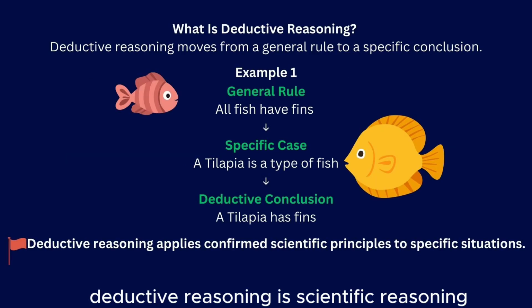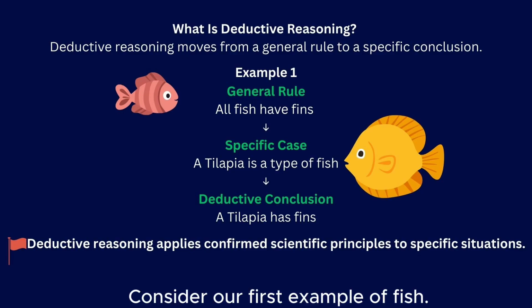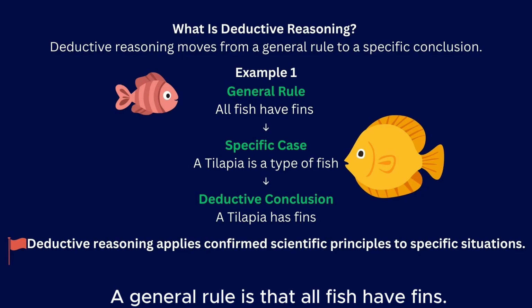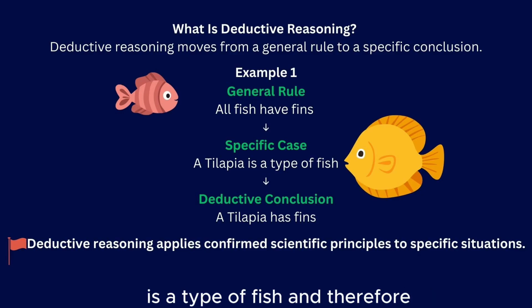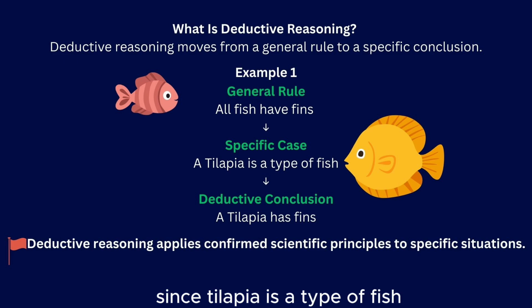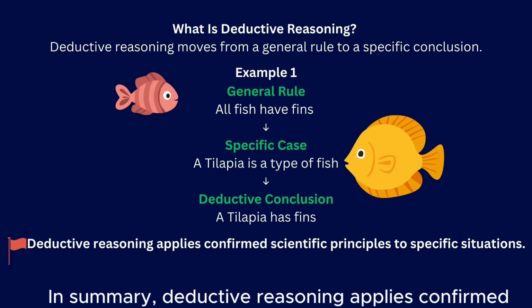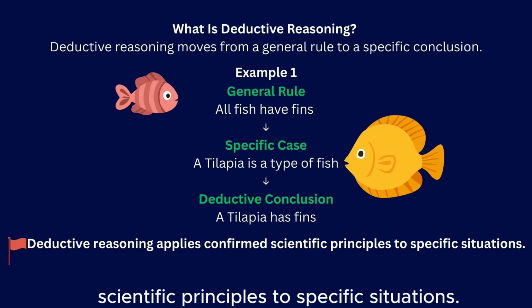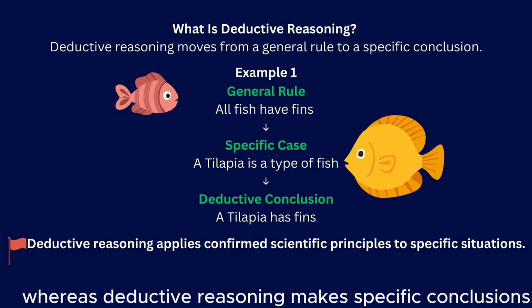On the other hand, deductive reasoning is scientific reasoning that moves from a general rule to a more specific conclusion. Consider our first example of fish. A general rule is that all fish have fins. A specific case could be that a tilapia is a type of fish, and therefore, since tilapia is a type of fish, the deductive conclusion is that a tilapia has fins. In summary, deductive reasoning applies confirmed scientific principles to specific situations. The key is that inductive reasoning makes general conclusions, whereas deductive reasoning makes specific conclusions.